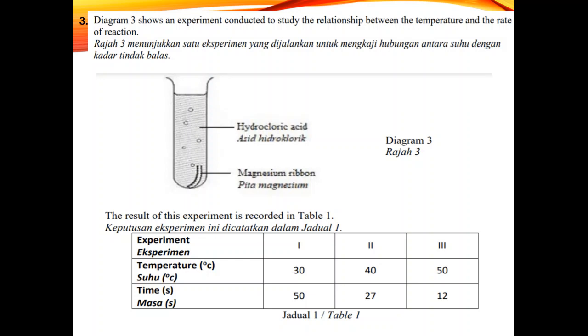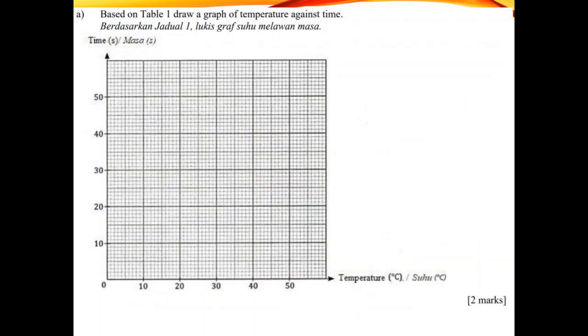From this table, you need to plot a graph of the temperature against time. After you plot, you will get a graph like this. If all the points are correct, you will score 1 mark. And for the smooth graph, you'll get another mark here. Make sure when you plot the graph, you must use freehand drawing. This is not a straight line, so use freehand drawing.